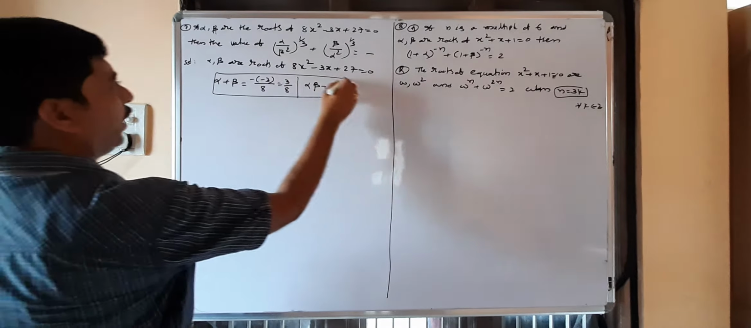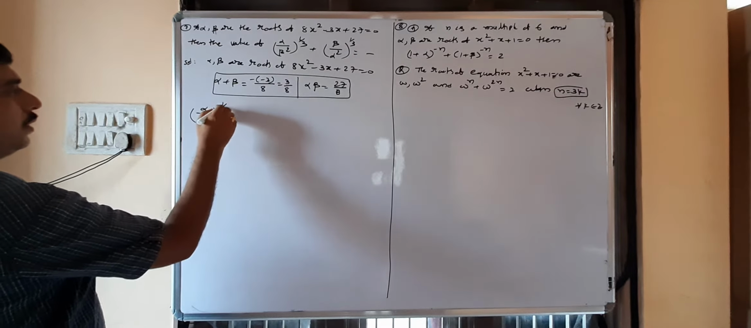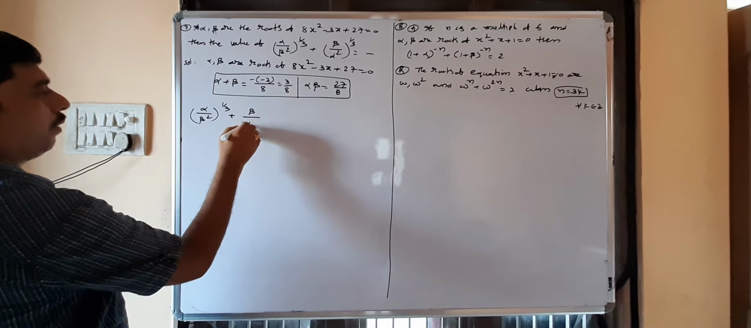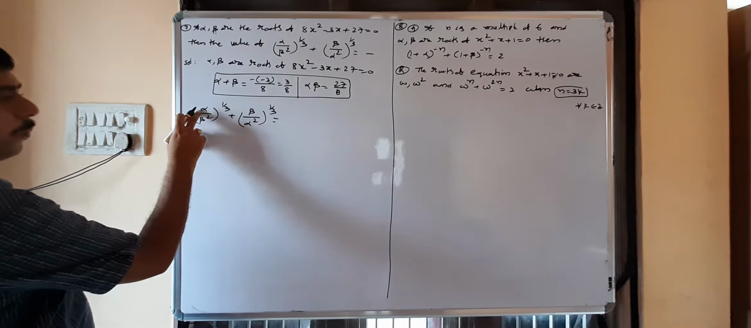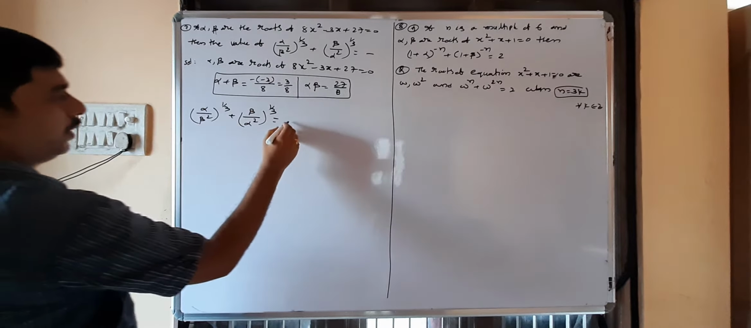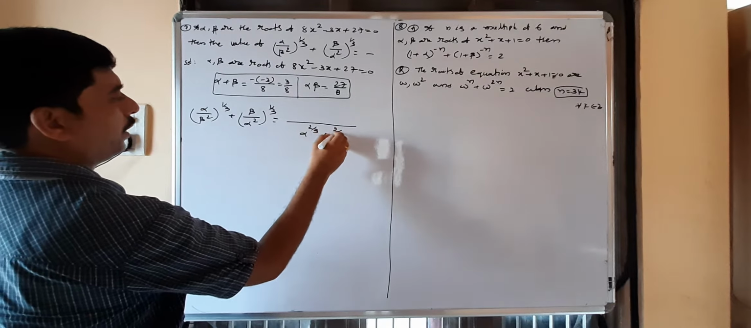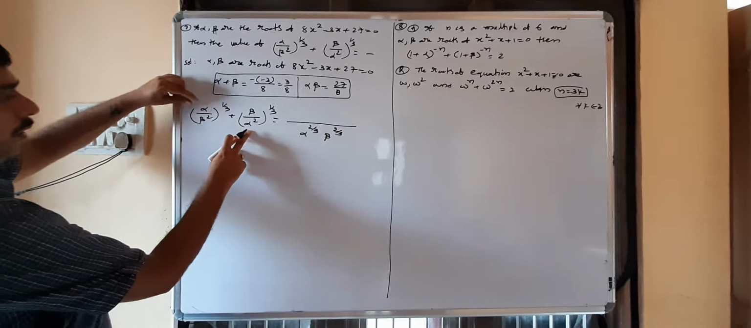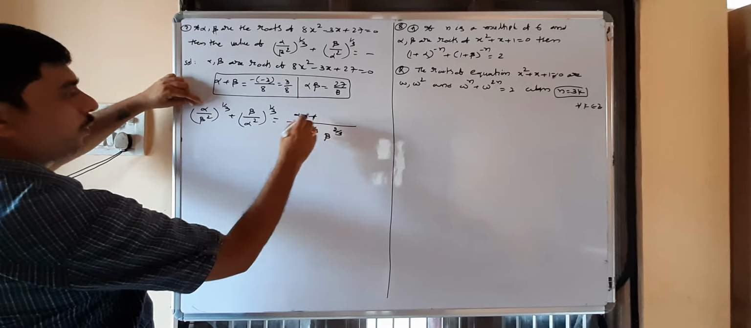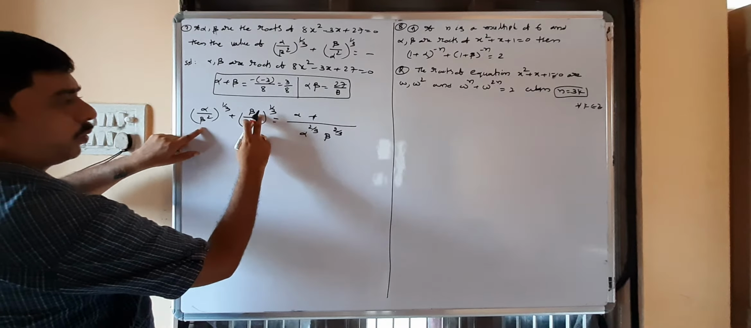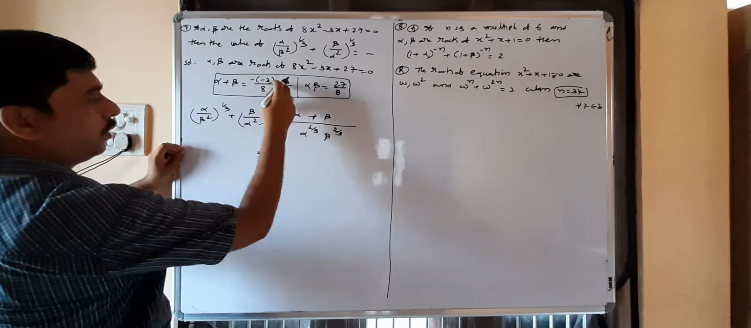Now they asked to find (alpha by beta square) whole power 1 by 3 plus (beta by alpha square) whole power 1 by 3. You can take the LCM: alpha power 1 by 3 into alpha power 2 by 3. LCM is alpha power 2 by 3 into beta power 2 by 3. Alpha power 2 by 3 into alpha power 1 by 3 is alpha power 3 by 3, that means alpha. Beta power 1 by 3 into beta power 2 by 3 is beta power 3 by 3, that is beta. Sum of the roots we have 3 by 8.